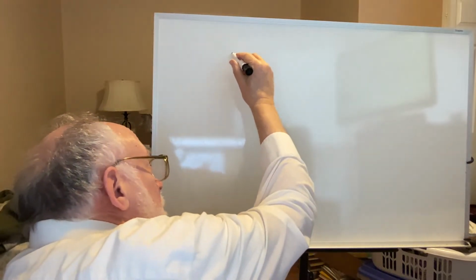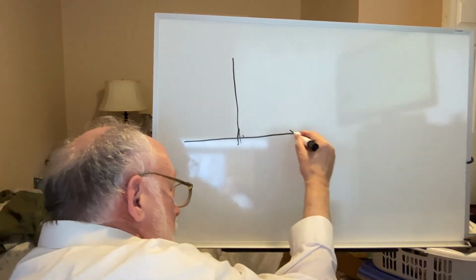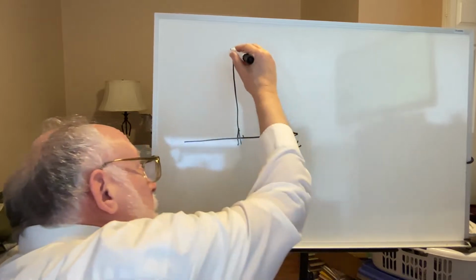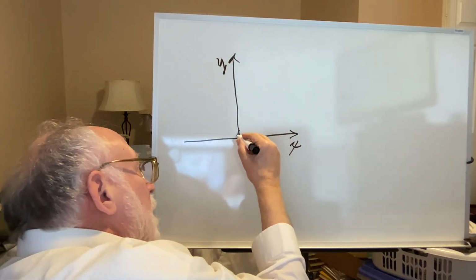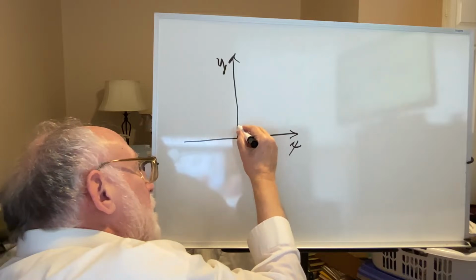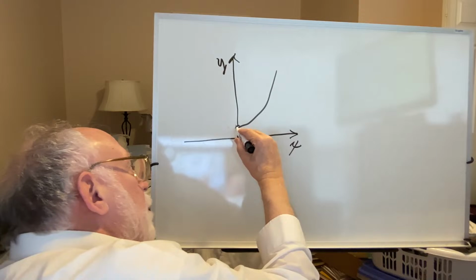draw an image. Here is an image. This is the XY plane. We're going to draw the graph of a function.